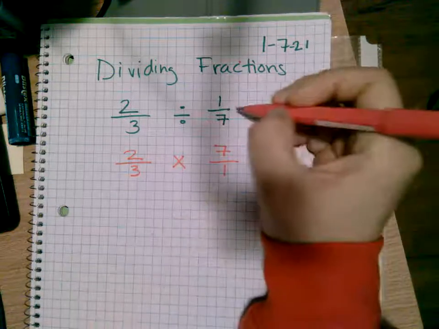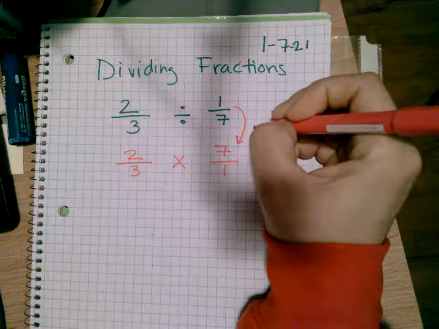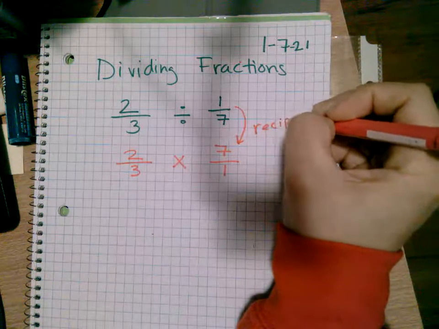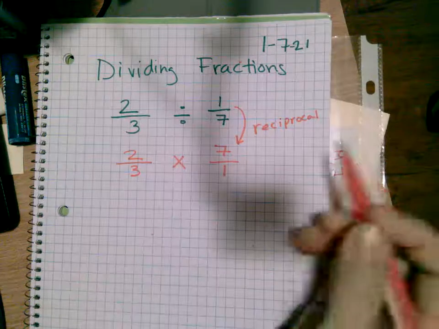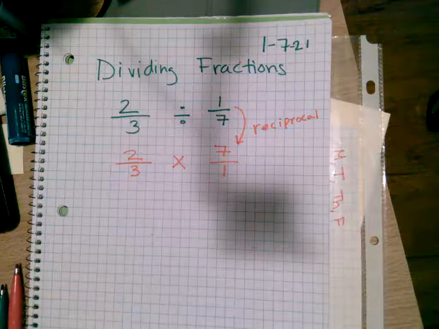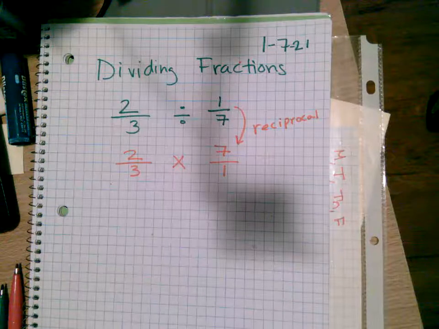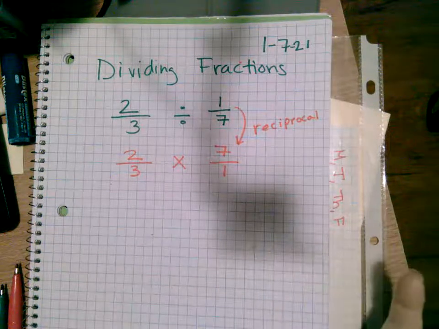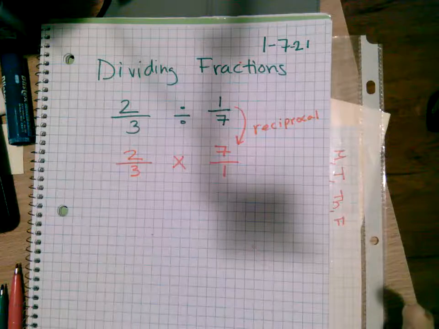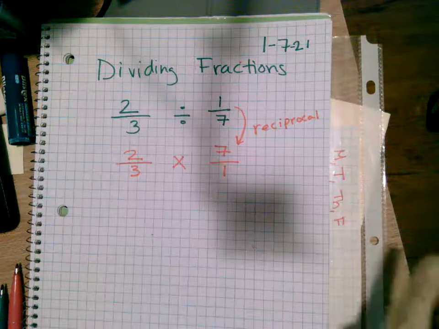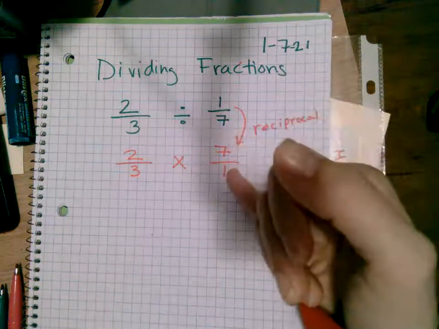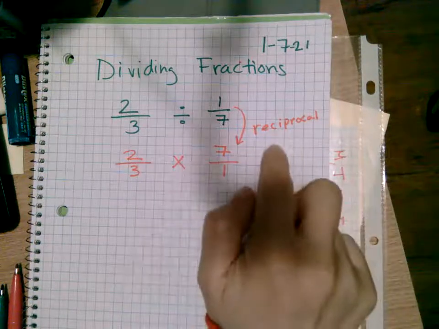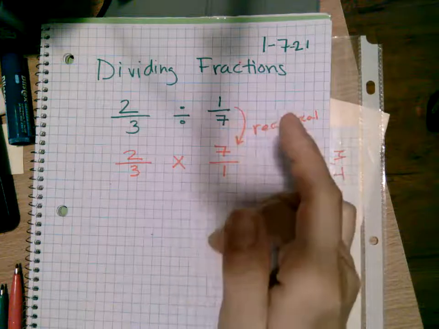So this and this are called the reciprocal. The reciprocal is when you flip a fraction over. You just flip it around. In basic terms, how can I make this easy for you? We just say that we flip it. But in reality, honor students, you multiply by the reciprocal.